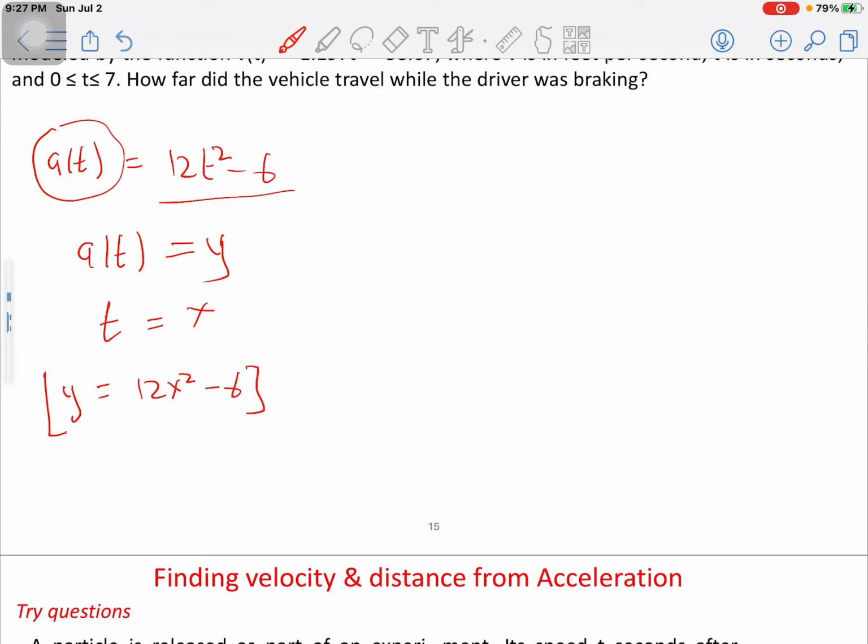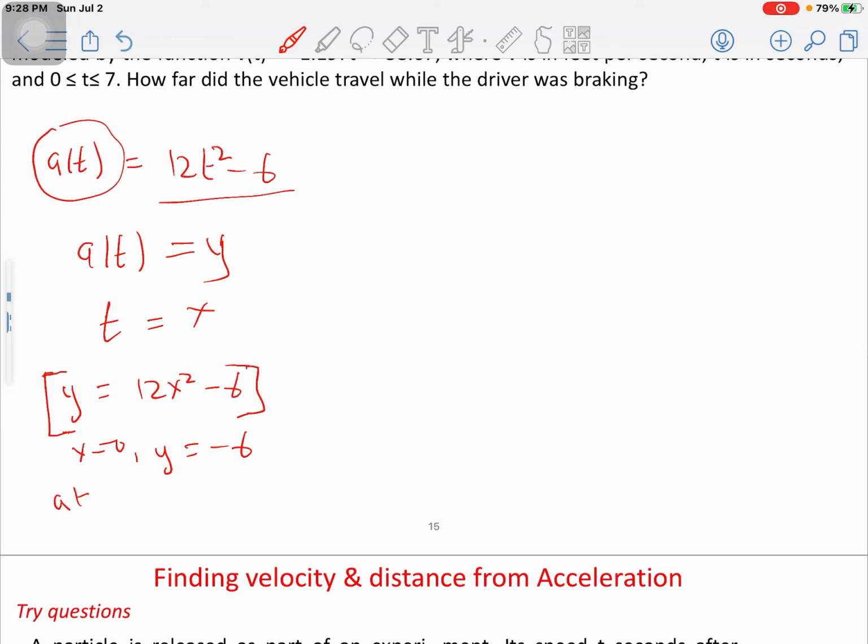I hope you understand this one very well. And I know this is the one that you have been using to draw most of your graphs since you were in senior high school. So based on this, you can say that at x equal to 0, your y equal to negative 6.